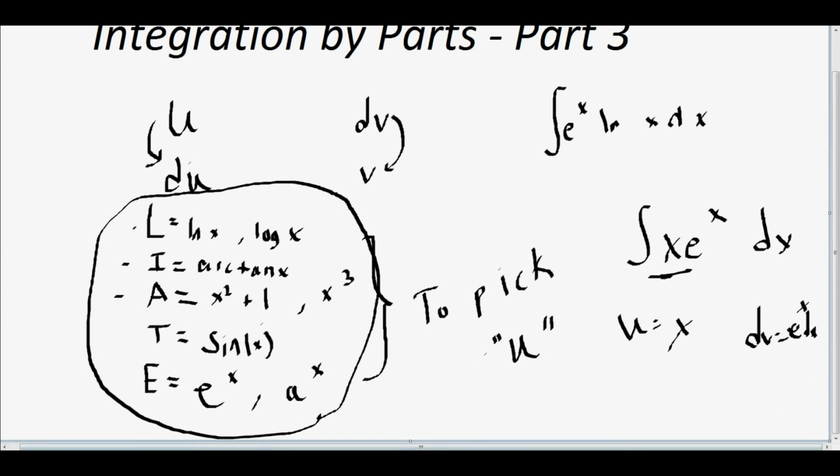And for this problem, it doesn't really matter whether you pick x or e to the x, but there are other problems where if you didn't pick the right u and the right dv, you wouldn't be able to integrate the dv. So basically just use this formula to pick your u and it'll work every time.